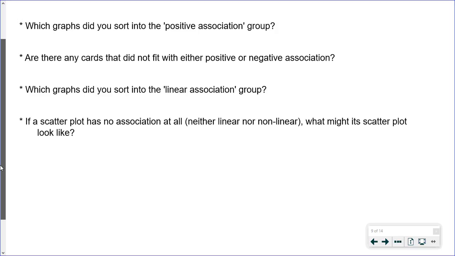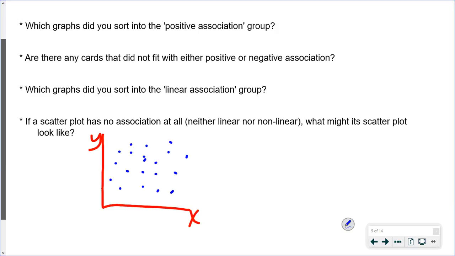So if a scatter plot has no association at all, we discussed this the other day, that really there's no relationship between the X data and the Y data. So it may look something like this, where the data is simply just kind of scattered all throughout, and you just have all these sorts of random points plotted all over the plane here, which would indicate that there's no association whatsoever.